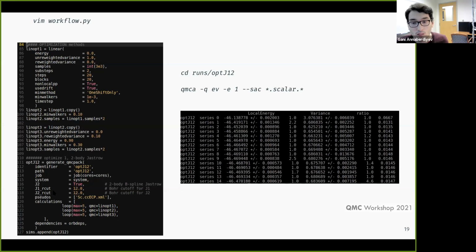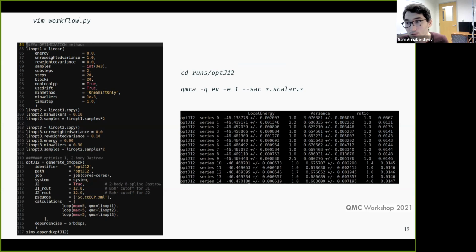I'm defining an RCOD because it's an open boundary condition. I have to define what RCOD you want for the Jastro. And here I'm giving these optimization procedures, essentially 5 iterations for each. Once that is done, you will see that both the energy here and also the variance drop significantly.